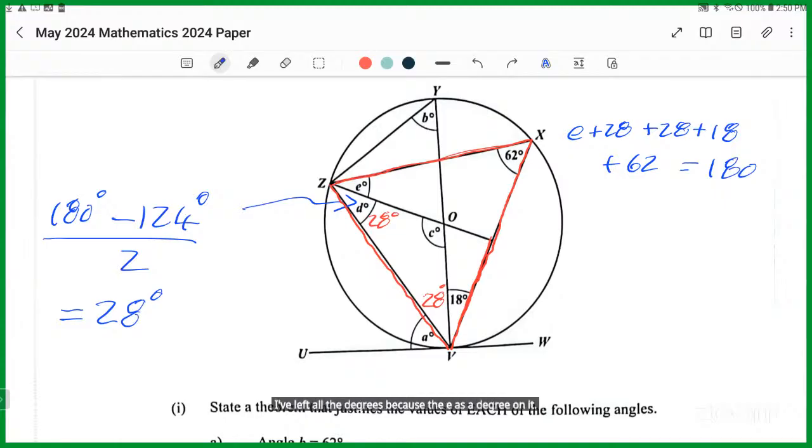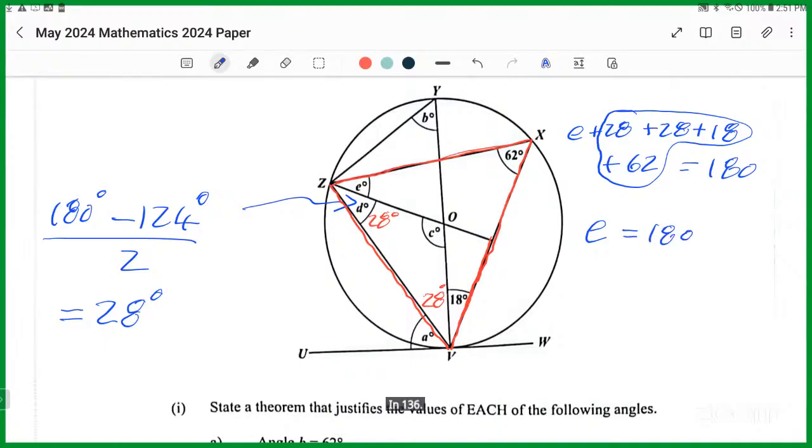So E becomes: add up all of these and subtract from 180. What do they add up to? Add up those for me and subtract from 180. 136. 136. So E equals 34. Oh, 44. 44, sir. All right, good.